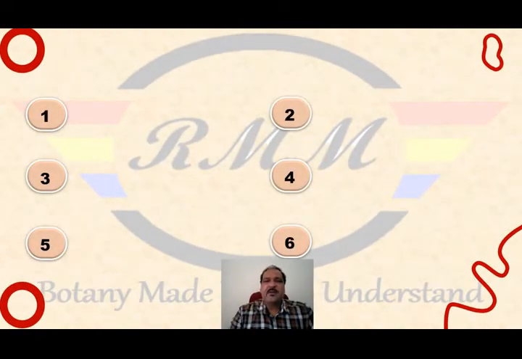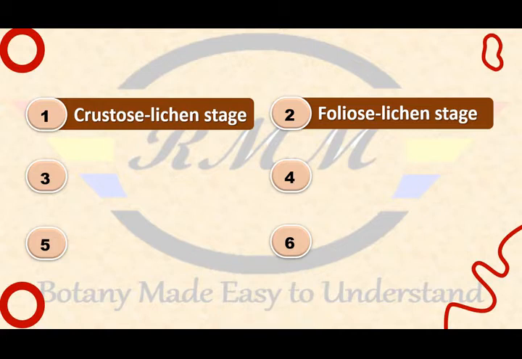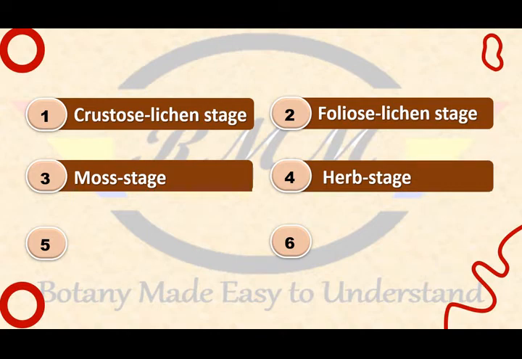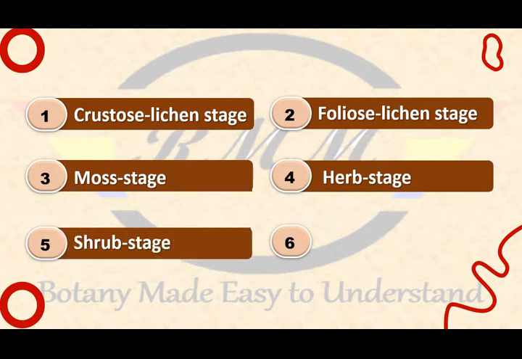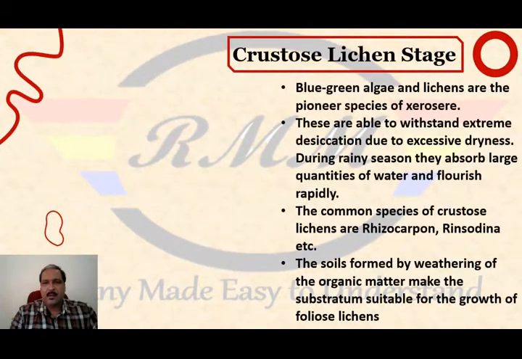Let us study the various vegetational succession that occurs in the lithosere. In lithosere, the first stage is the crustose lichen stage. The second is the foliage lichen stage. The third is the moss stage. The fourth is the herb stage. The fifth is the shrub stage. And the last sixth stage is the forest stage. First, we shall see the crustose lichen stage.